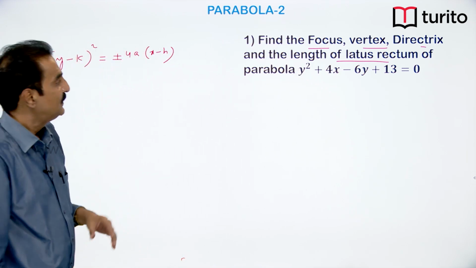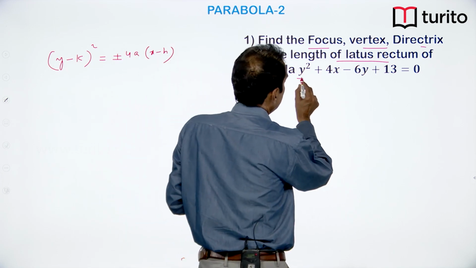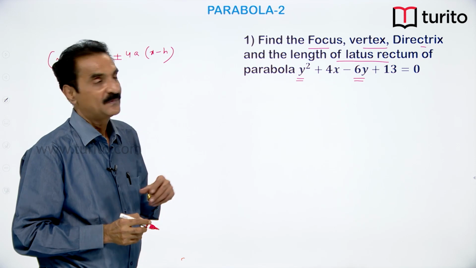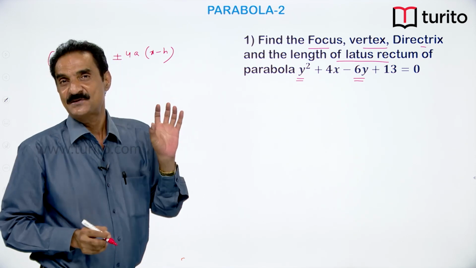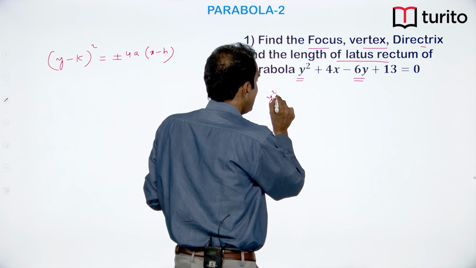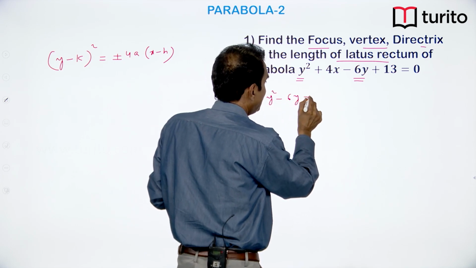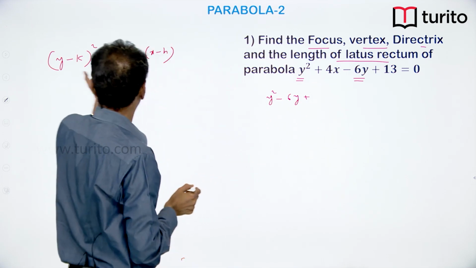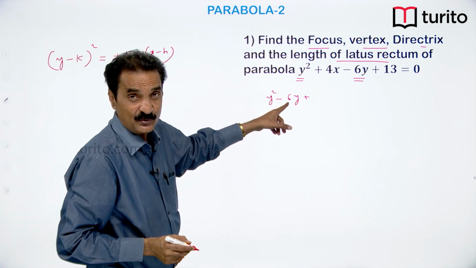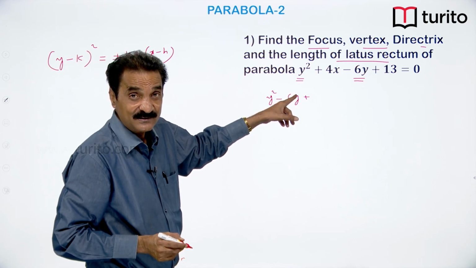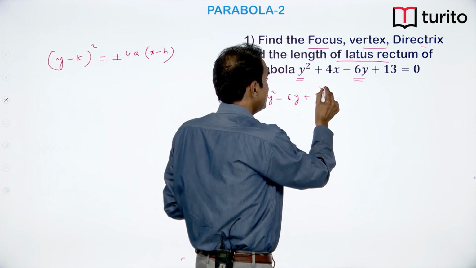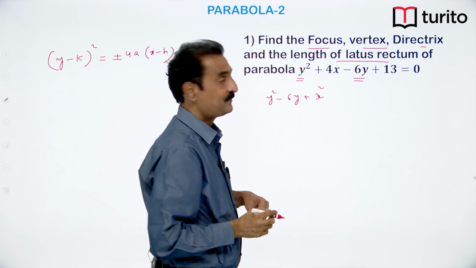How to reduce? Take the second degree term and first degree term of y. You write it as a perfect square in y. Y square minus 6y, by adding which number will it become (y minus k) whole square? This is y square minus 2 into 3y. If you add 3 square, it becomes (y minus 3) whole square.